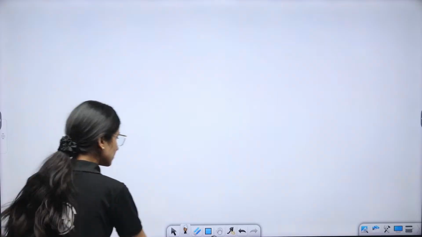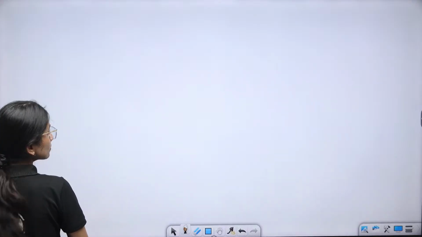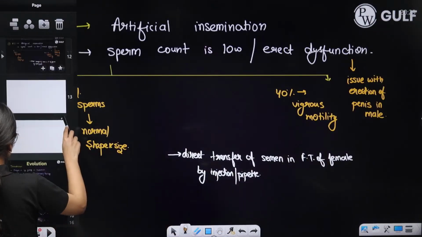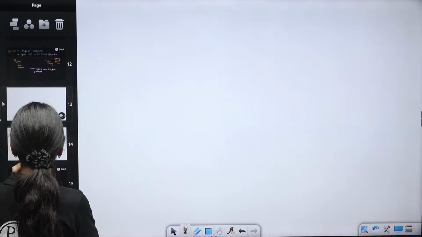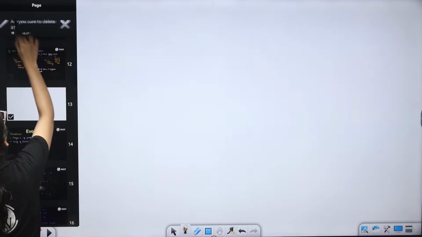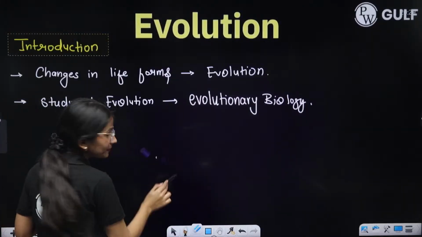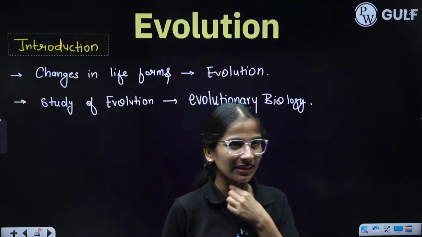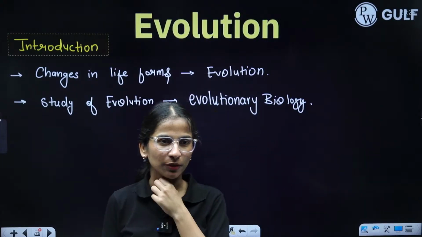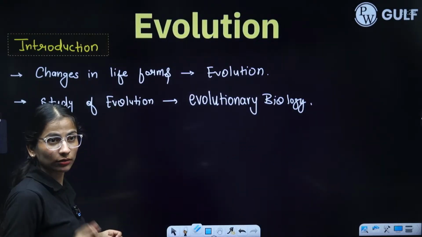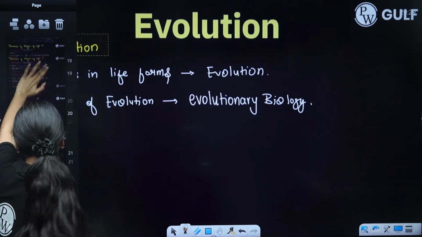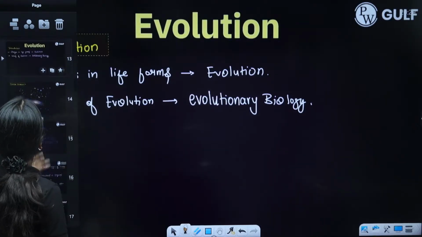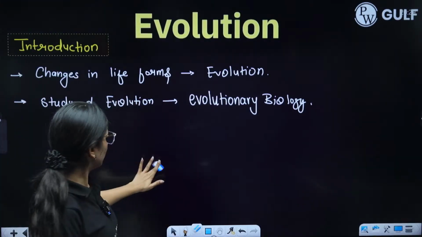What happened? What is happening? Such a white slide I've never seen in my life. Okay, great. Now we start the evolution part. Such a white slide we had. Oh my God, in my entire teaching career, I have never used such a white slide. I don't know what is happening with the board today. Okay, so obviously the reproductive health took more than expected.